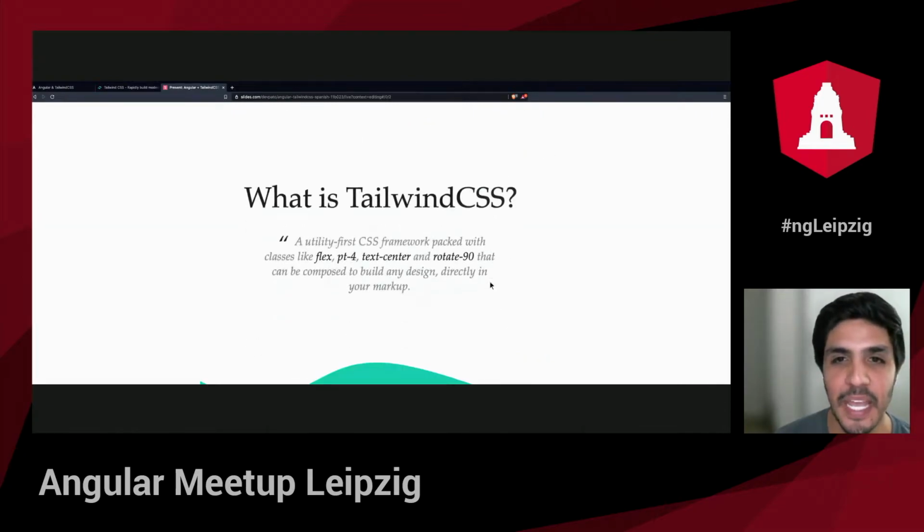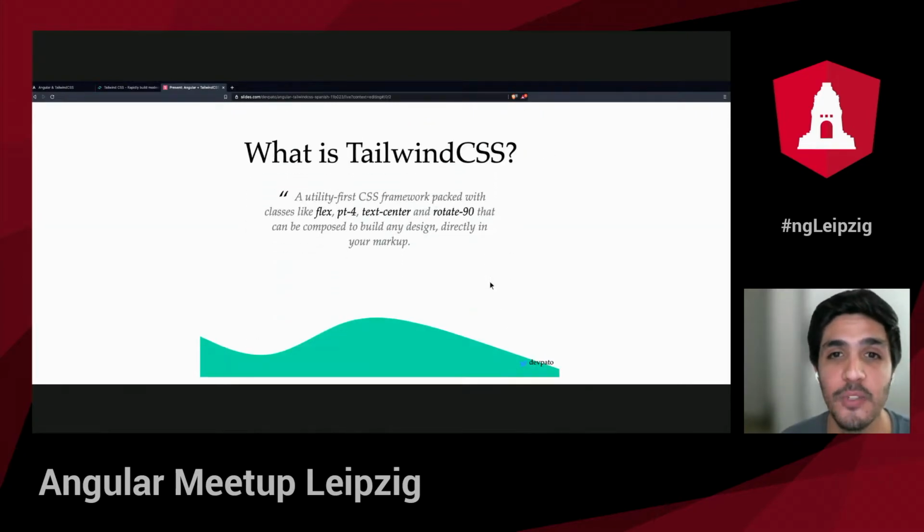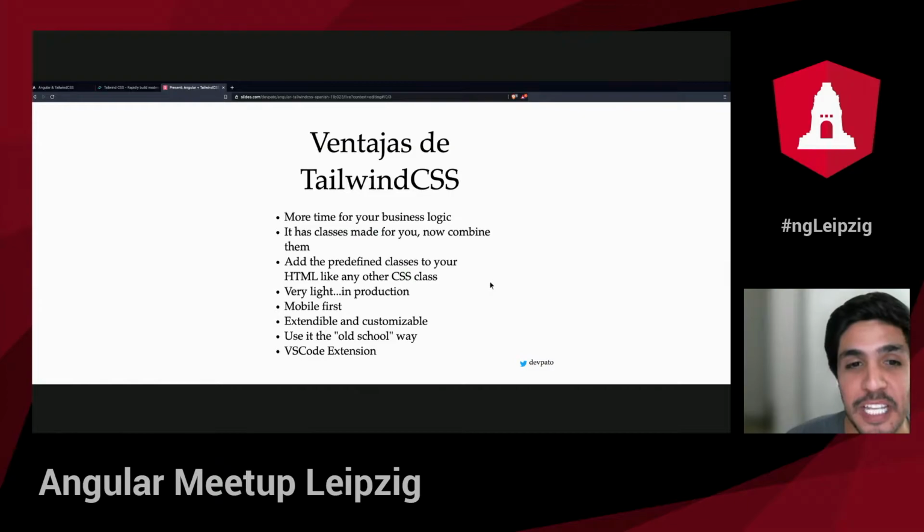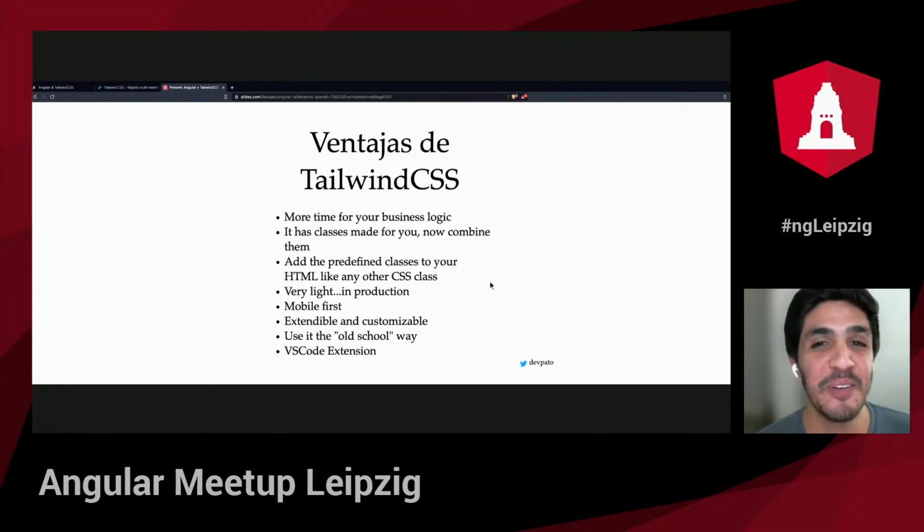So the first thing that we have to know is what is Tailwind CSS? Tailwind CSS is a utility-first CSS framework packed with classes like flex, pt-4, text-center, and rotate-90 that can be composed to build any design directly in your markup, right? I forgot to translate that part right there, but essentially it says advantages of Tailwind CSS, so my apologies.